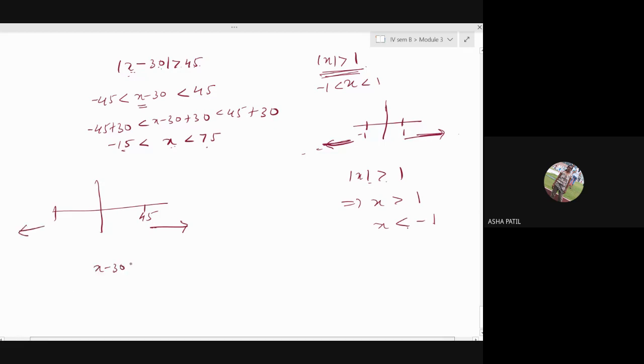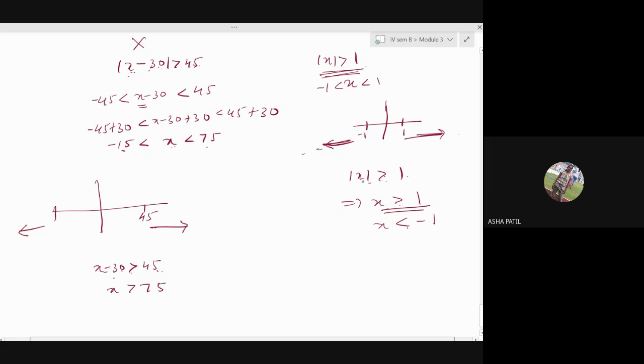So what will you write it as? x minus 30 should be greater than 45, like we have written here. Mod x is greater than 1 means x should be greater than 1. So think of mod x as capital X, alright. Greater than 45 means x is greater than 45. That is x minus 30 is greater than 45. This implies x is greater than 75.